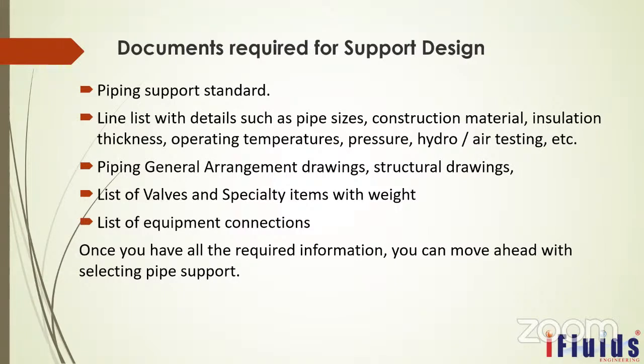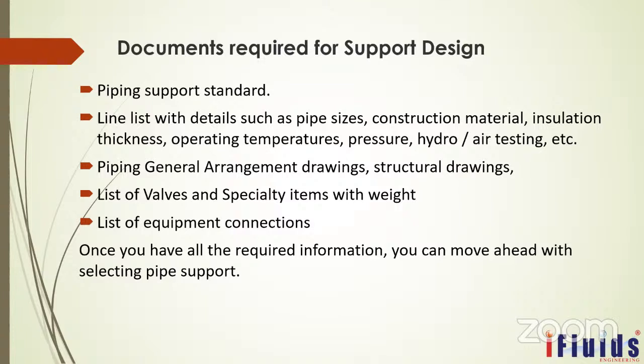And then operating temperature and pressure, and then hydro testing. This one is very important, because initially we will design the pipe support based on the operating pressure only. But sometimes after the installation, we need to do the hydro test, so the pressure will vary. So we have to consider that safety factor while designing the piping support. And then the piping general arrangement and structural drawings, list of valves and specialty items with weight. As I said earlier, we need to consider the dead weight, the approximate number of fittings, and the valves which are going to be mounted on the pipe. That also we need to consider.